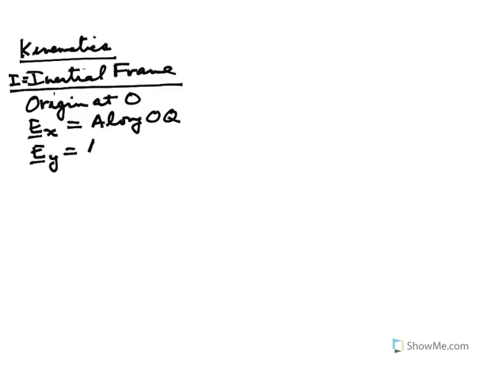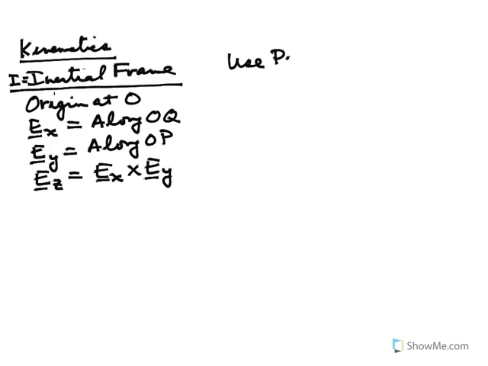EY is going to be along OP, and EZ is going to equal EX crossed with EY. Now using that setup, we're going to use point A as the reference. So we still need to compute the velocity and acceleration of the particle, but we're going to use point A as the reference.